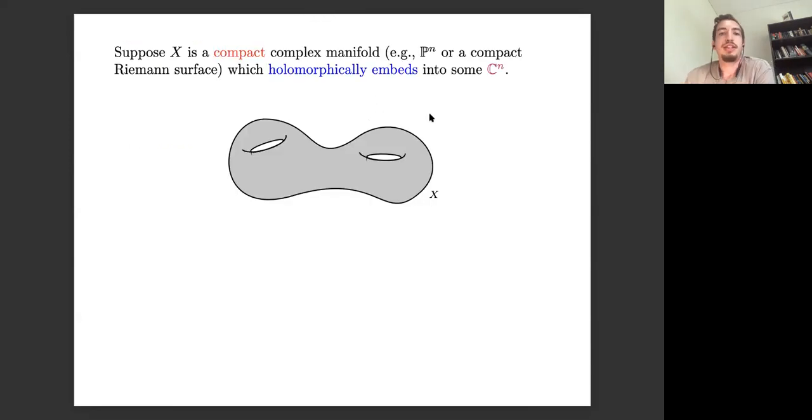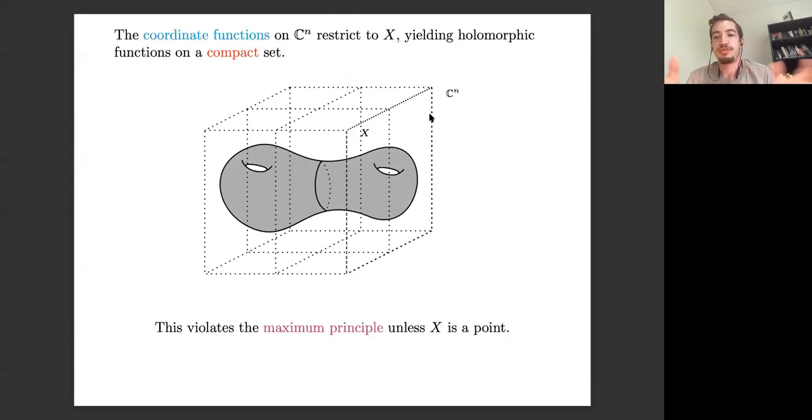So if we take, let's say, X to be some compact complex manifold, for instance Pn or a compact Riemann surface, we can ask whether it embeds holomorphically into Cn. Then the coordinate functions will restrict to our compact manifold, and by the maximum modulus principle they're forced to be constant, because you'll have these maximums occurring. And so you can't have a compact complex manifold embedding holomorphically into some complex number space.